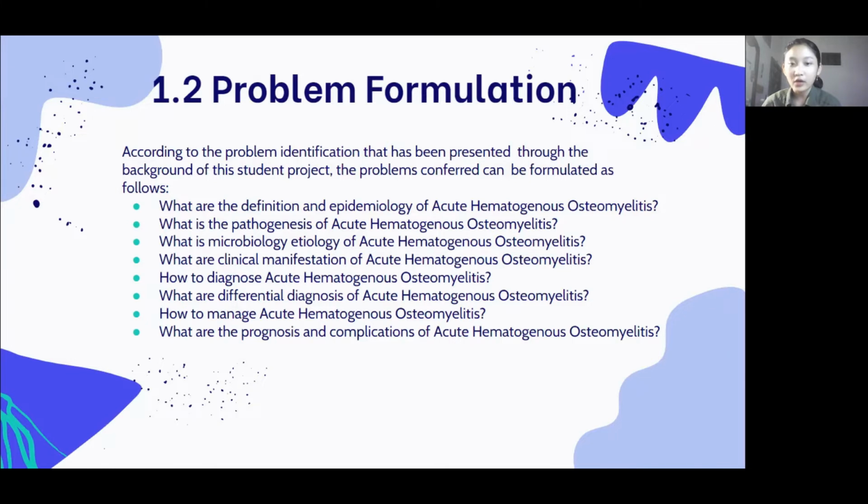How to diagnose acute hematogenous osteomyelitis? What are the differential diagnoses of acute hematogenous osteomyelitis? How to manage acute hematogenous osteomyelitis? What are the prognosis and complications of acute hematogenous osteomyelitis?